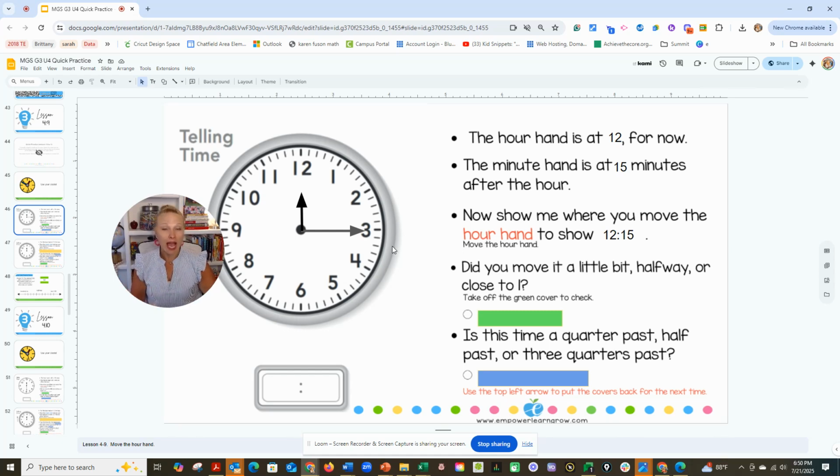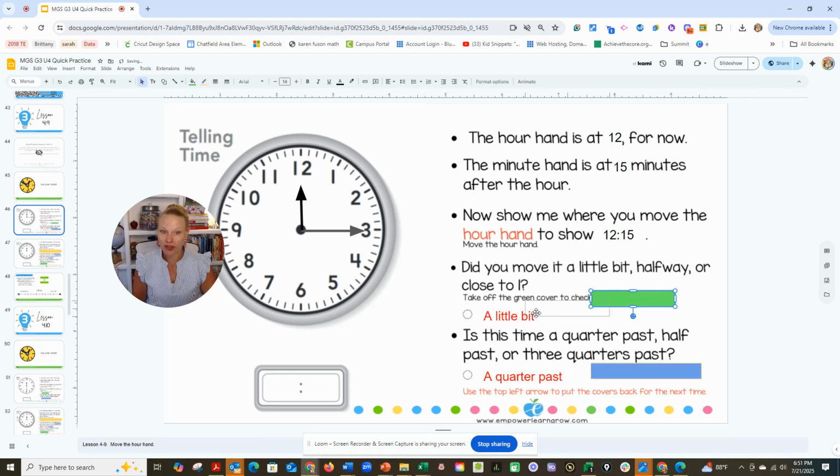Now show me where the hour hand would need to go. So we're trying to decide, like, does this hour hand need to move a little bit, halfway, or more than halfway towards the 1? So students will all show on their clock. The student leader would have them show it, and they'd say class, and everyone would say a little bit, halfway, or close to 1. In this case, they're going to say a little bit. Then we're going to say, is this time a quarter past, a half past, or 3/4 past? And the class would think about it. The student leader would say class, and the whole class would say a quarter past. So you can move these if you'd like.